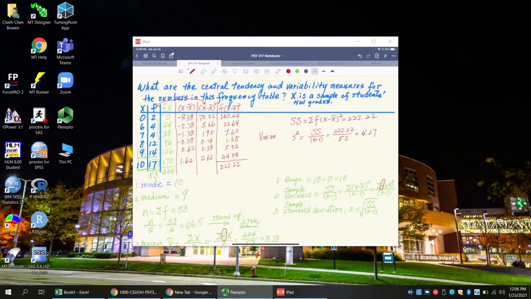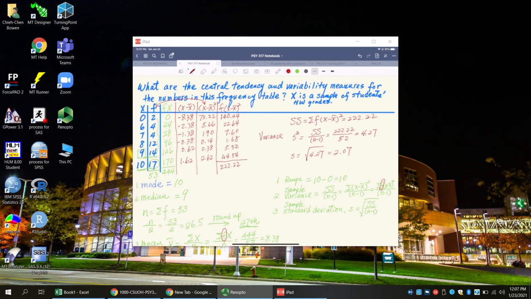Okay, standard deviation, s, therefore, is just the square root of 4.27. And the answer is 2.07. So that is the complete answer for how you solve central tendency and variability measures using a frequency table. I am going to give you another question next.